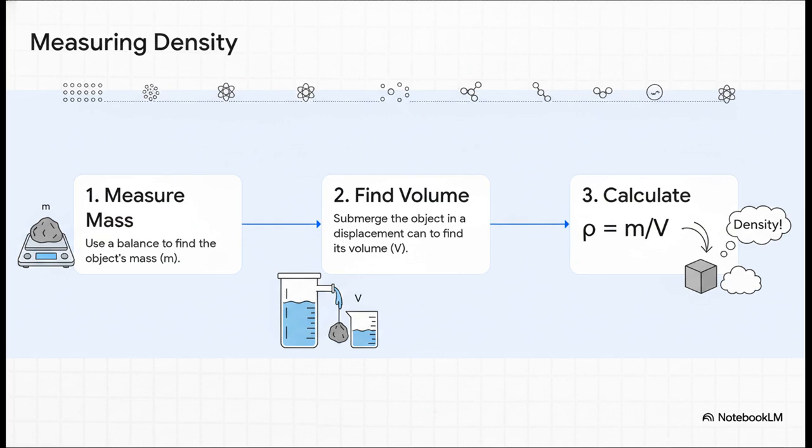You'll also need to know how to actually measure this in the lab. For a weirdly shaped object like a little rock, you first pop it on a balance to get its mass. Easy. To get the volume, you use a displacement can. You fill it with water right up to the spout, then carefully lower your object in. The water that spills out into a measuring cylinder, that's your volume. Then you just do mass divided by volume, and boom, you've got the density. This is a really common required practical, so make sure you know the method inside out.